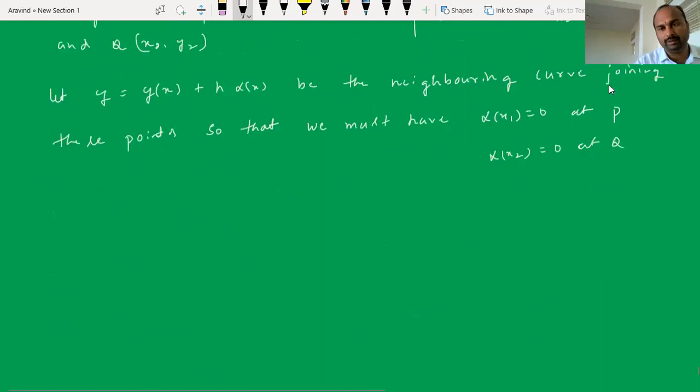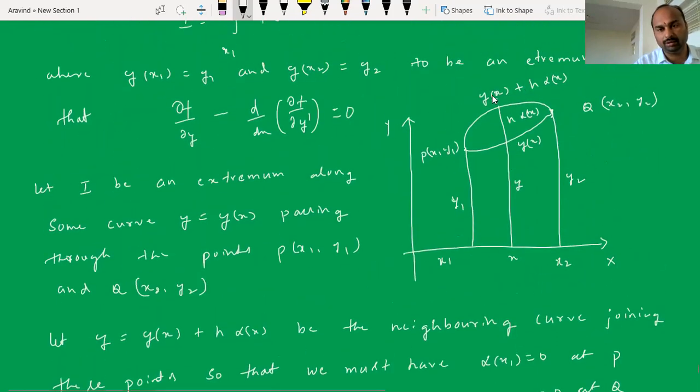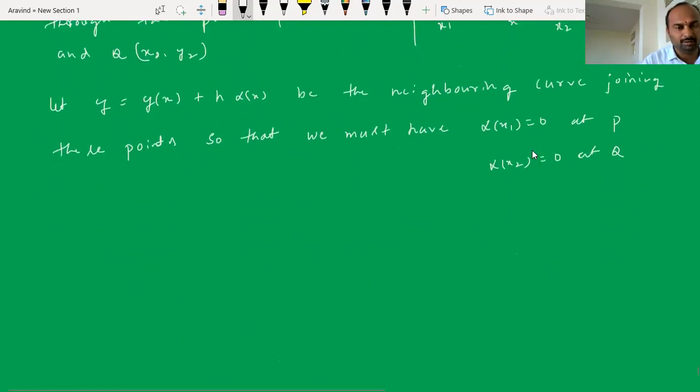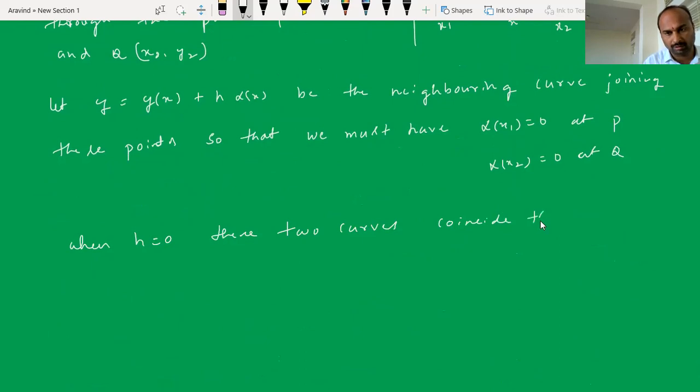And also when h is 0, these two curves become the same. This also becomes y(x). That is, when h equals 0, these two curves coincide, thus making I an extremum.